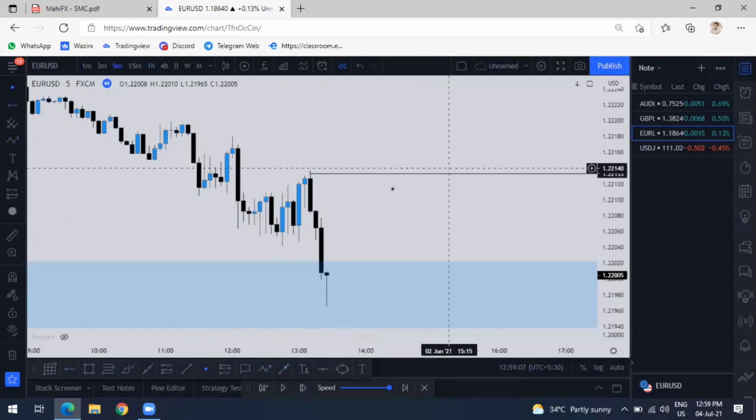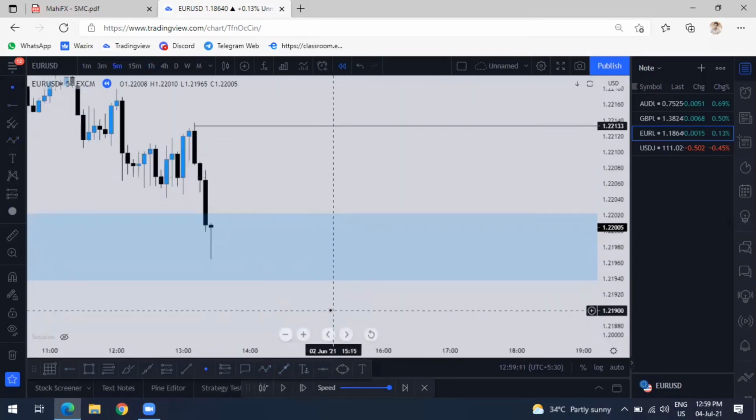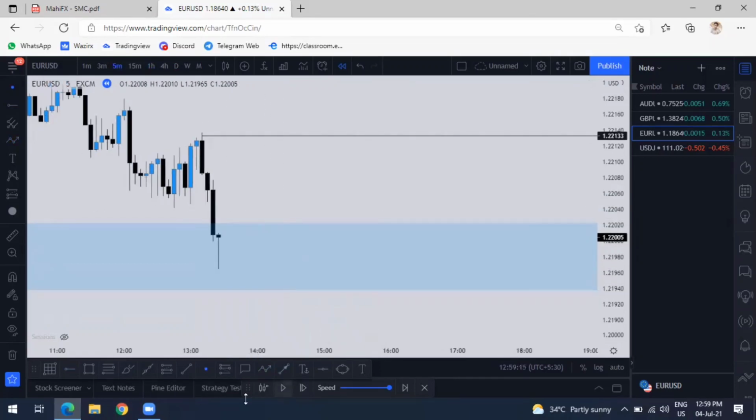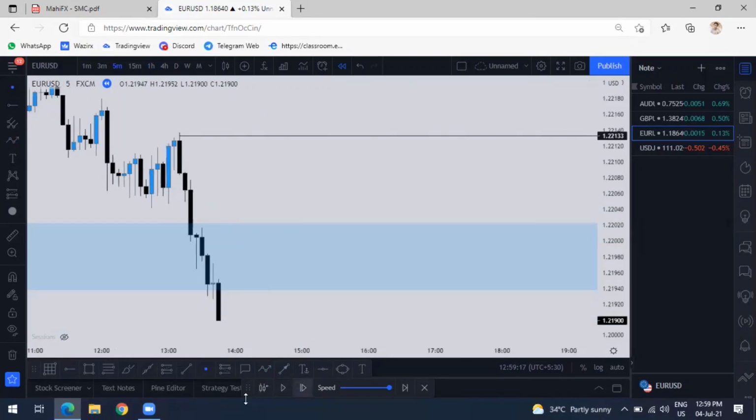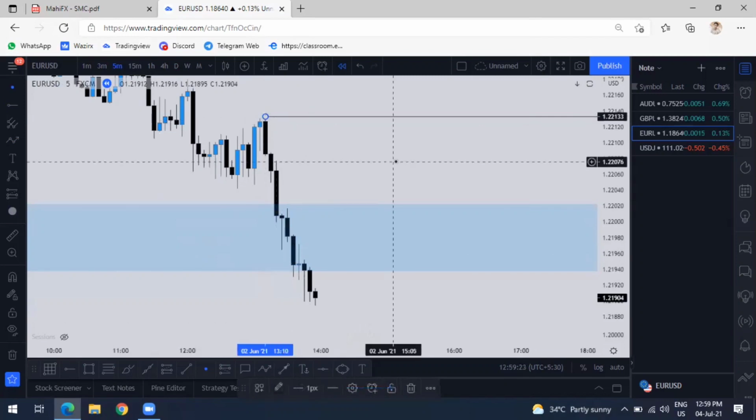Okay, so until we break this high, we are still in the downtrend only on the 5-minute chart. And we won't take any entry until we break this high. Now let's see if we are breaking this high or not. As you can see, before we have to break this high, we already broke the 1 hour order block. So that means we have no more entry now.